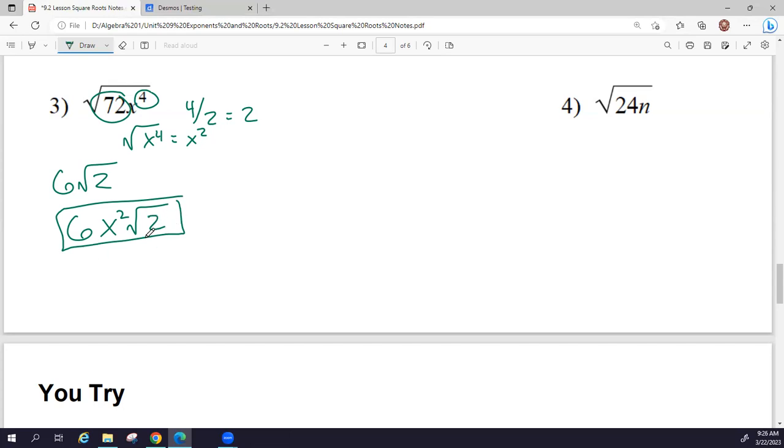There's no x left over underneath the square root because this was an even number. I didn't have to break it up at all. And so it gets completely square rooted.